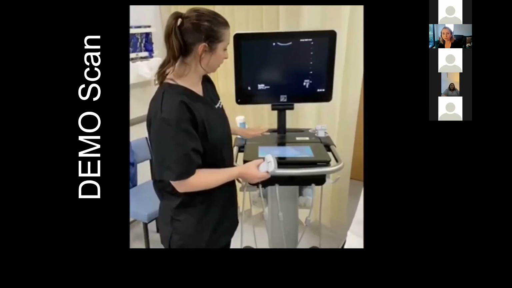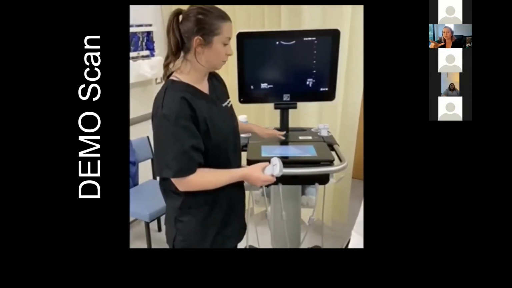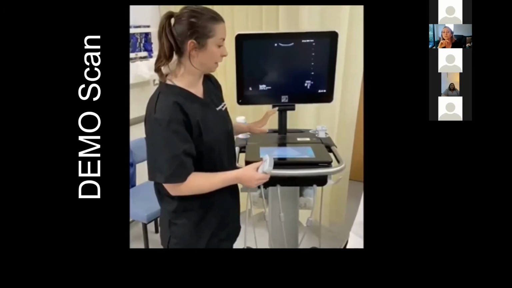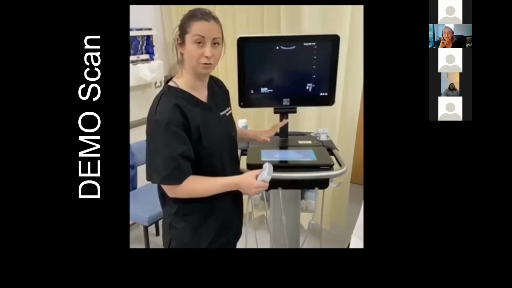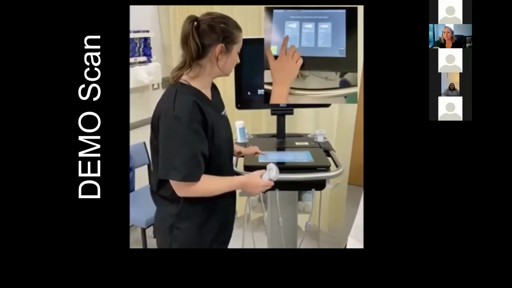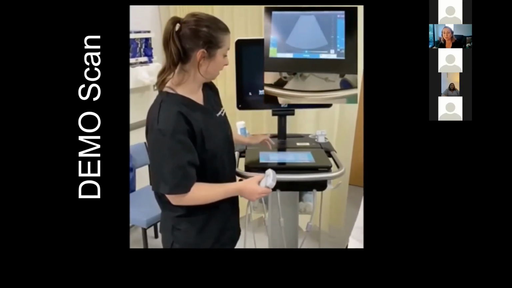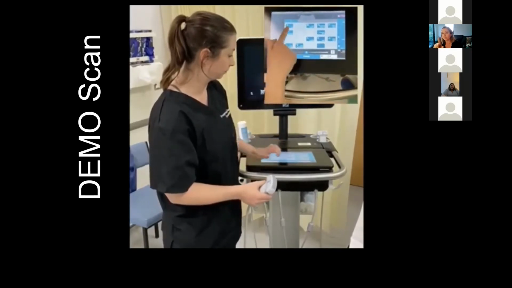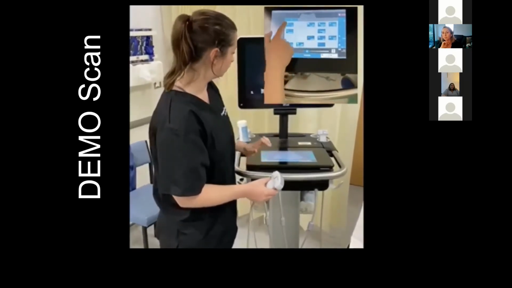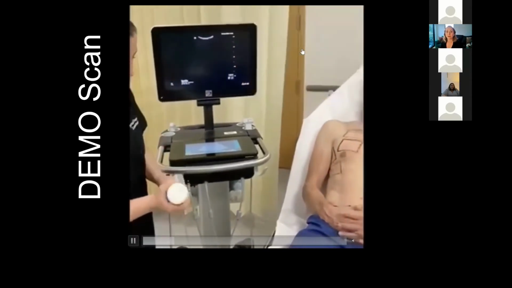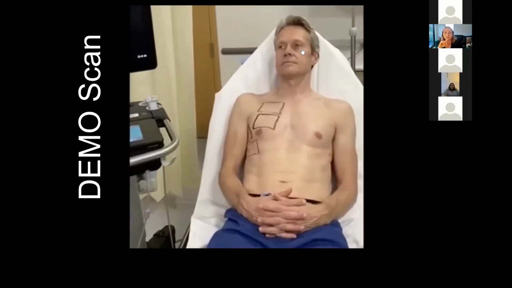I've got it at the moment on the abdominal preset, down to a depth of about 13, 14 centimeters. The first thing I'm going to do is try and get rid of the tissue harmonic imaging and the compound imaging. So I've gone to more controls, and you probably won't see it, but there's a THI and Sono MB on this machine. I'm just going to switch those off. And now I'm going to start my scan.